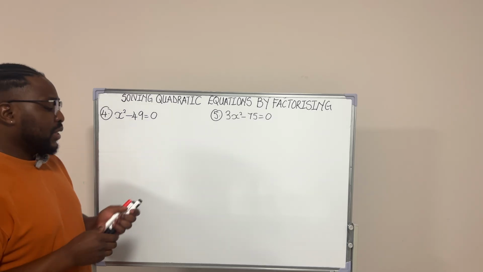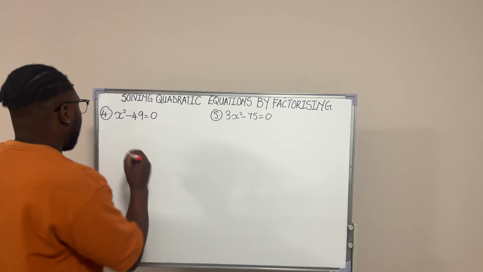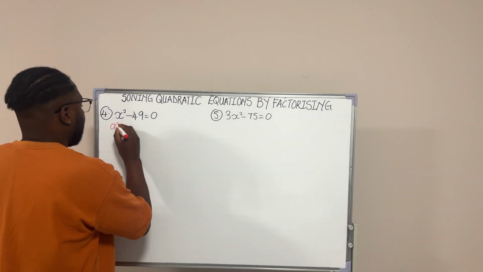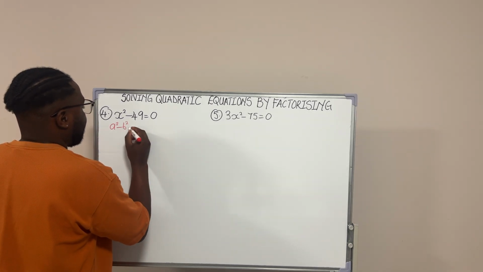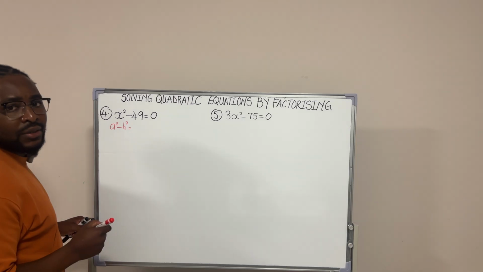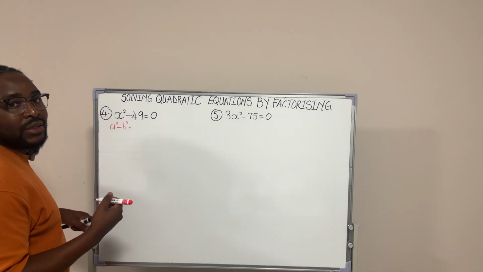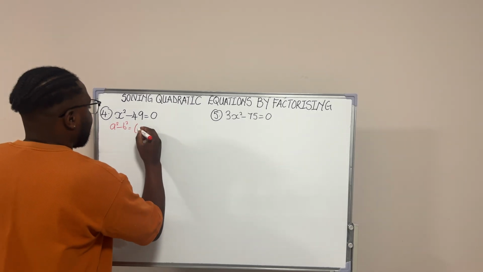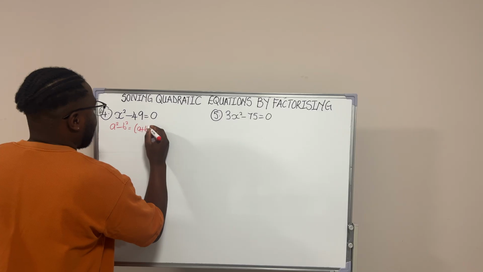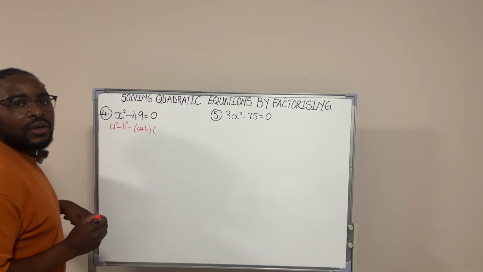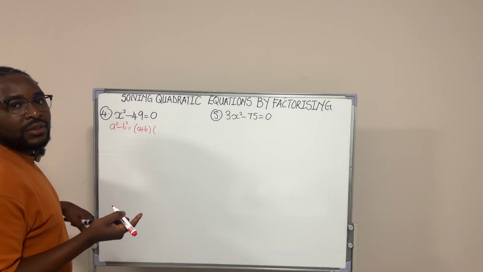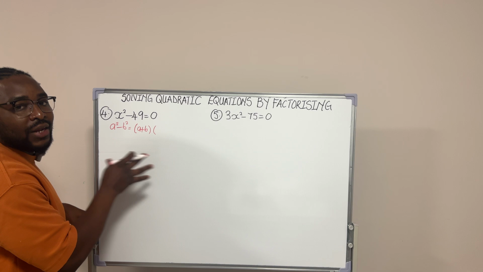Difference of two squares is the product of the sum and difference of values. So let's say we have a squared minus b squared. So we said it's what? The product of the sum, so a plus b, and the difference of the values, right?